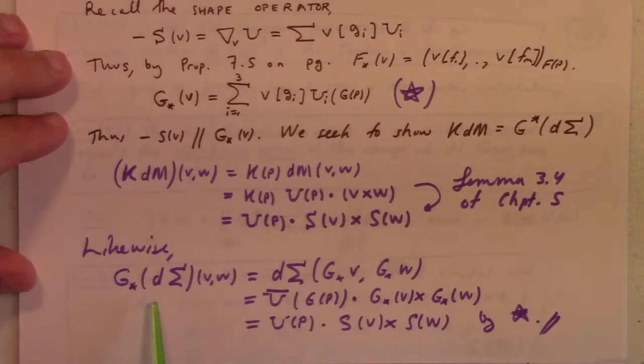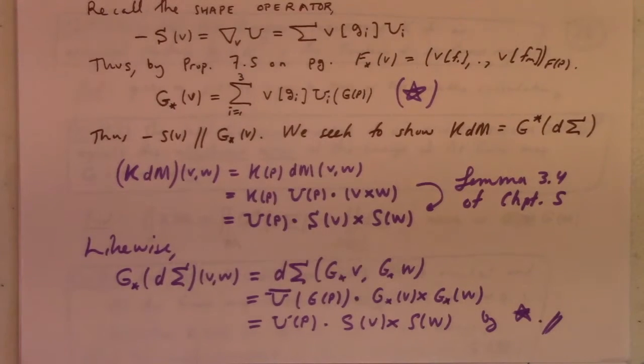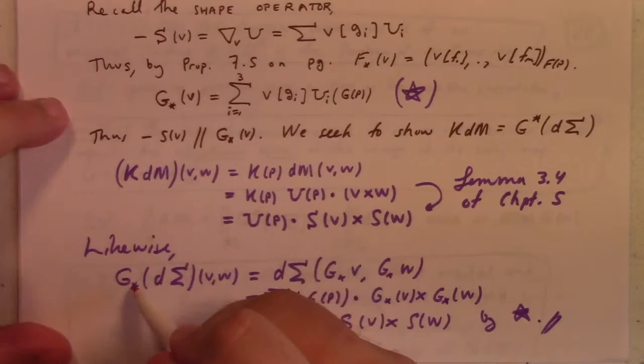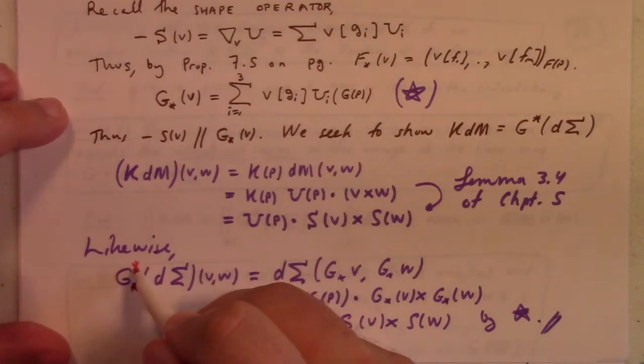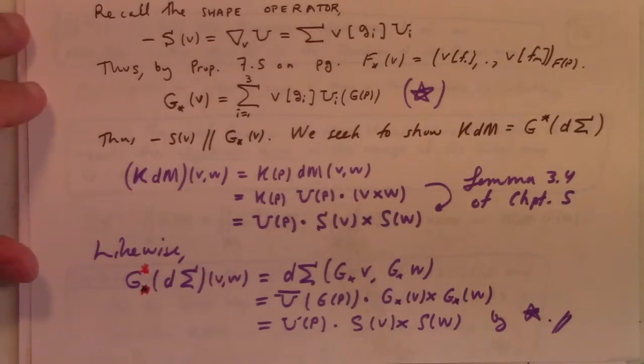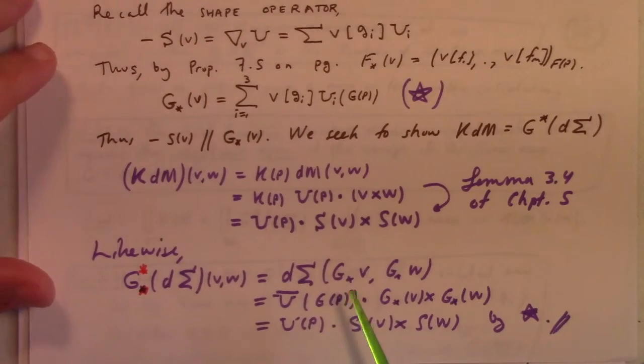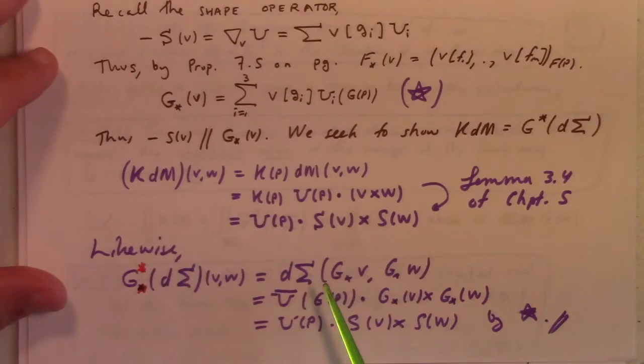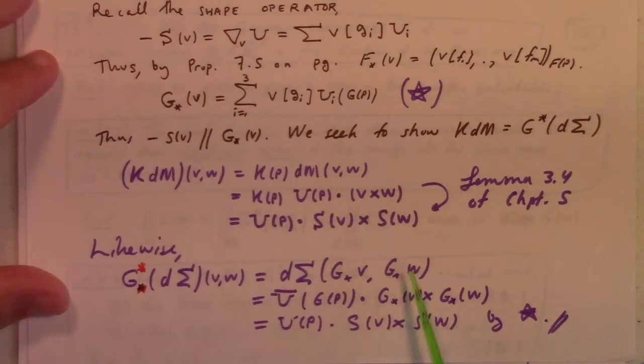And then on the flip side, if you pull back under G of dσ on V, W, that is dσ acting on the pushforward of the pair. That's the definition of pullback on a two form.